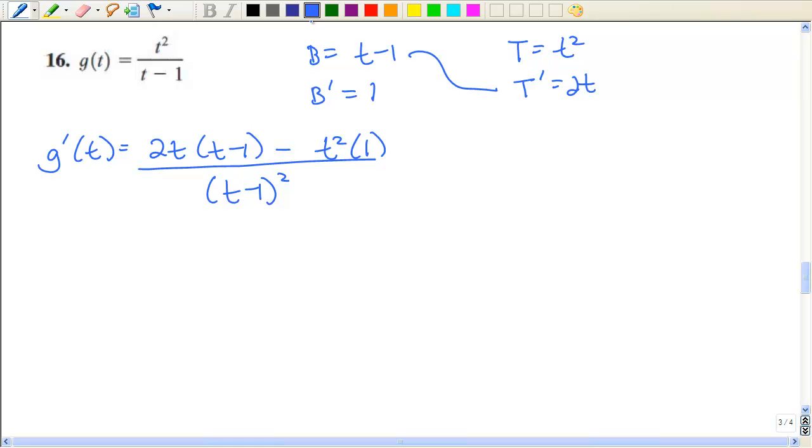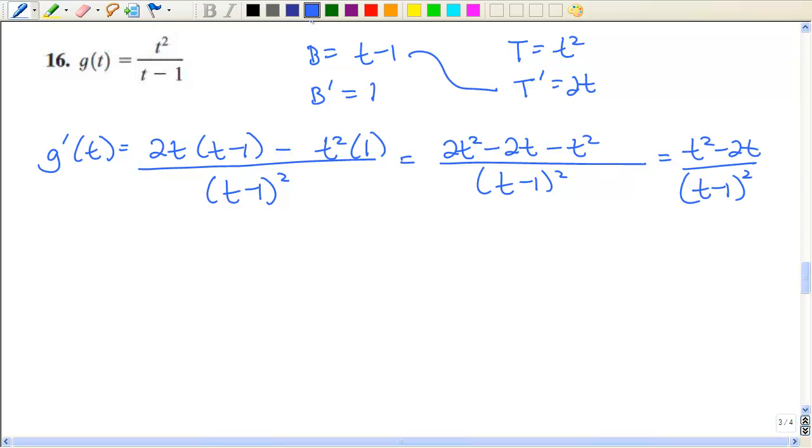Now this is where, if you're going to need to find another derivative, you've really got to clean that mess up. So let's look at the top. Let's go ahead and distribute that and collect like terms. We could stop there, but let's see. If I factor out a t, is that going to help me? I don't think so. So I'm going to leave my answer like that. So that's the first derivative.